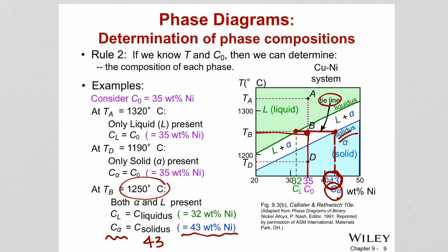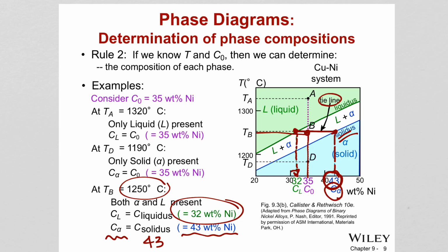Okay. So what about the composition of the liquid? To understand the composition of the liquid, this time I go to the intersection of that tie line with the liquidus line, which will give me the composition of the liquid. If I go down, C_L, which is 32%, that means within that liquid there is 32% nickel. So this way we figured out the composition of the liquid and the composition of the solid.